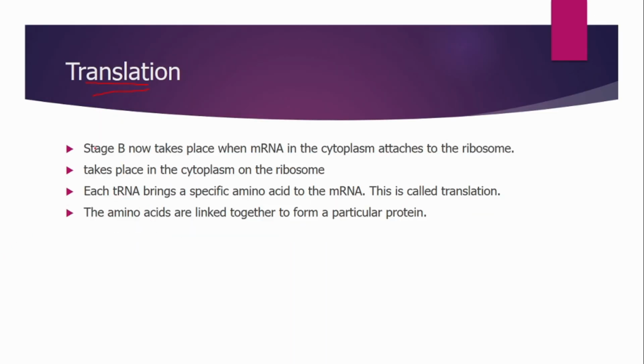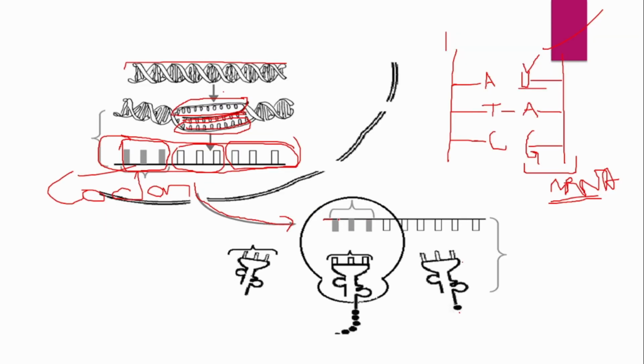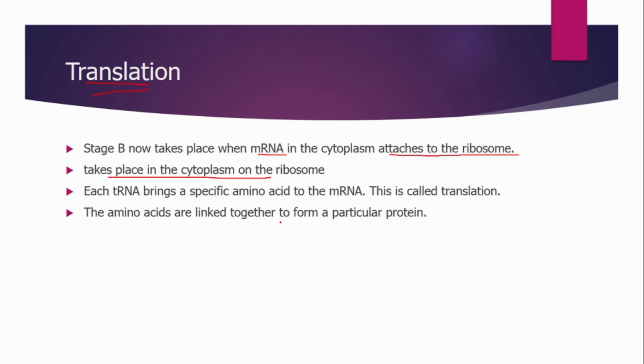The second process is translation. It takes place when messenger RNA in the cytoplasm attaches to the ribosome. So here is messenger RNA. It attaches to the ribosome, and each transfer RNA brings a specific amino acid. This is called translation. The amino acids are linked together to form a particular protein.